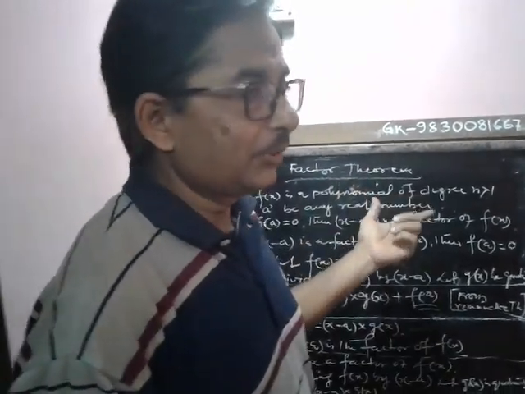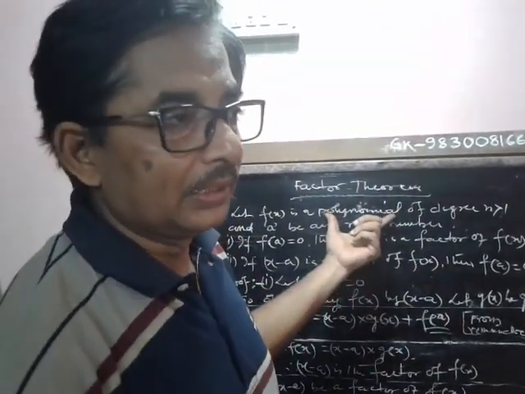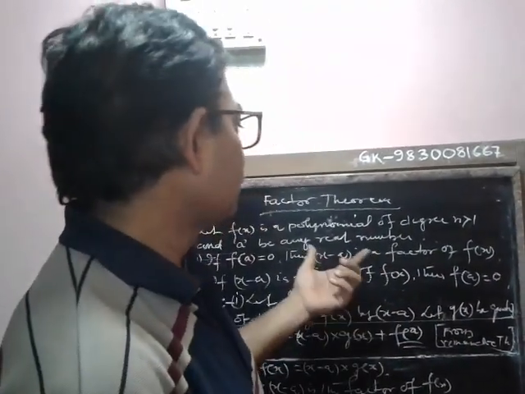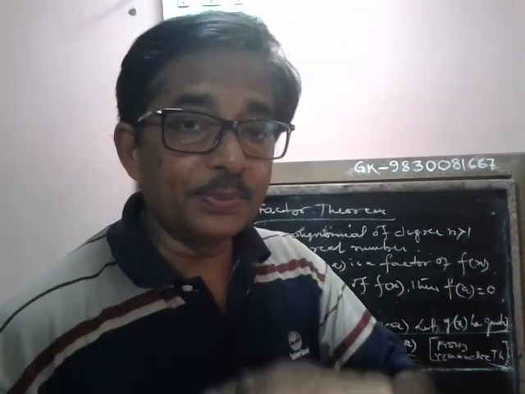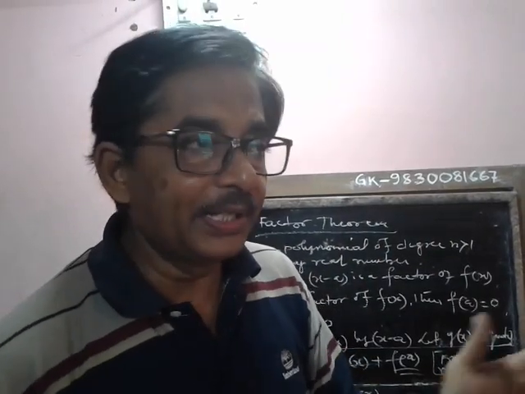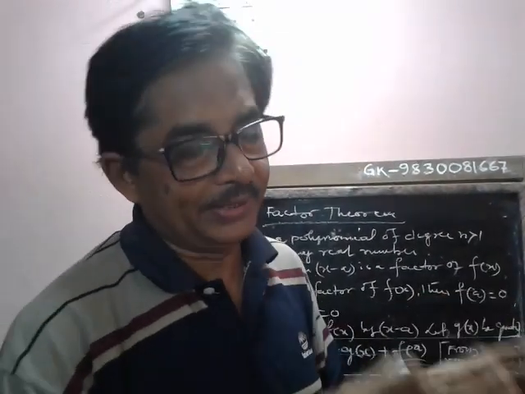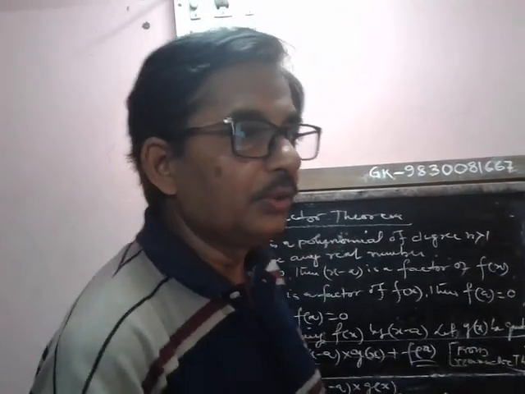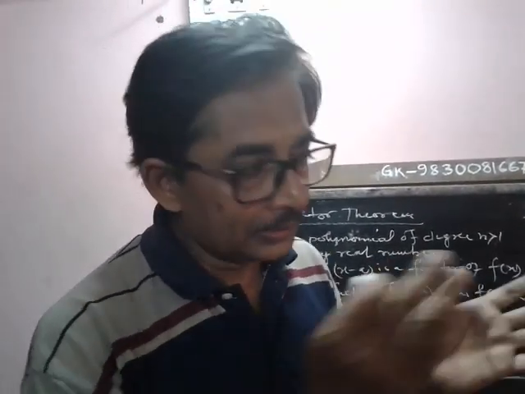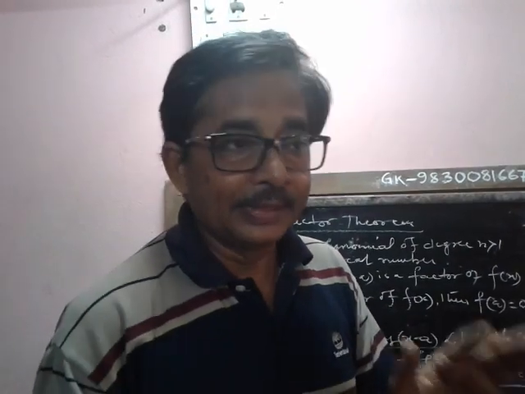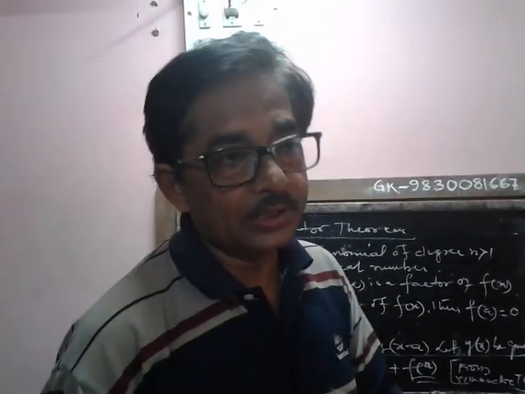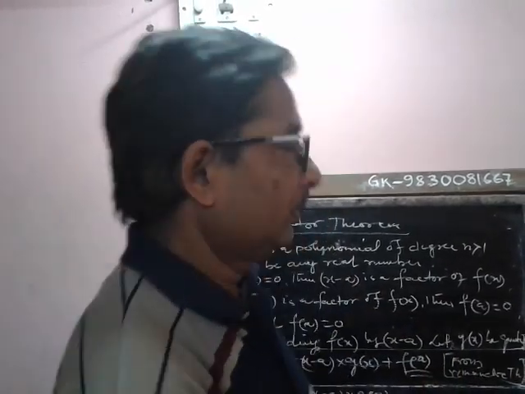What does it mean actually? Any polynomial is divided by any other expression. So whether it will be divisible or not. If it is divisible, then it will be the factor of the very polynomial. If it is not, then this theorem is showing you that result, whether this will be a factor of this polynomial or not.